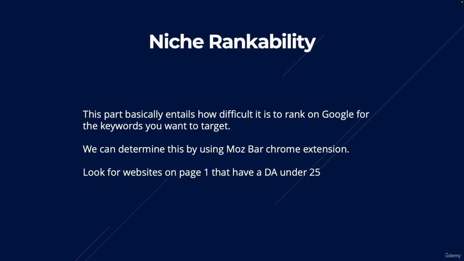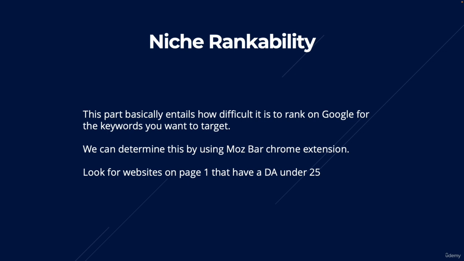Now, the reason why we want to look at domain authority under 25 is because domain authority tells us how powerful that website is, right? How authoritative that domain is. If we can see websites on page 1 that are less than DA 25, then that is a very, very strong indication that we can also rank for this keyword, as domain authority 25 really isn't that high.